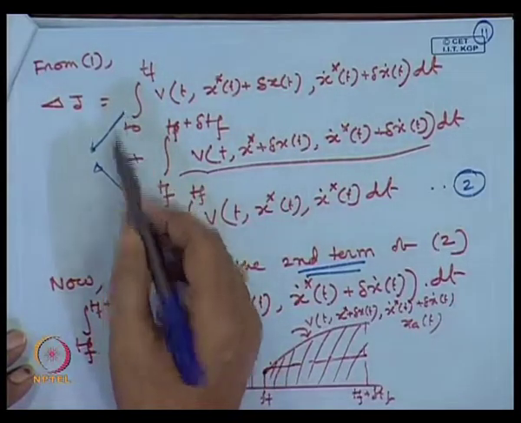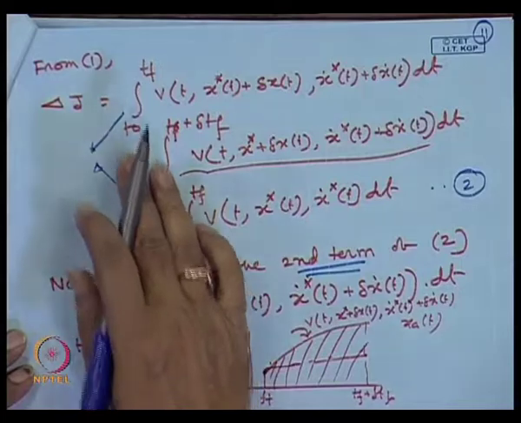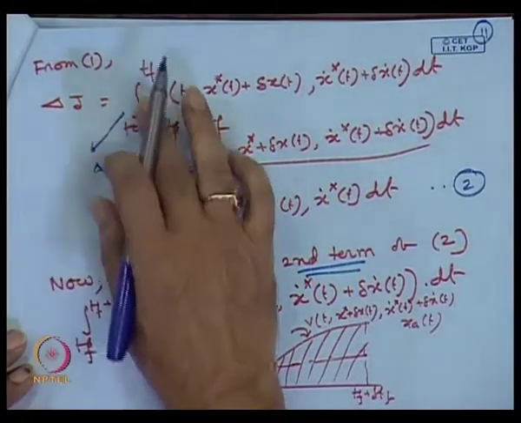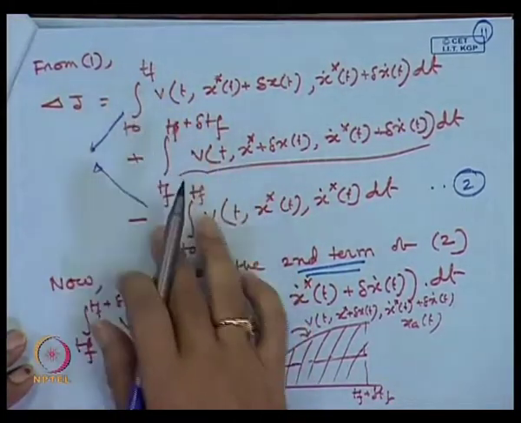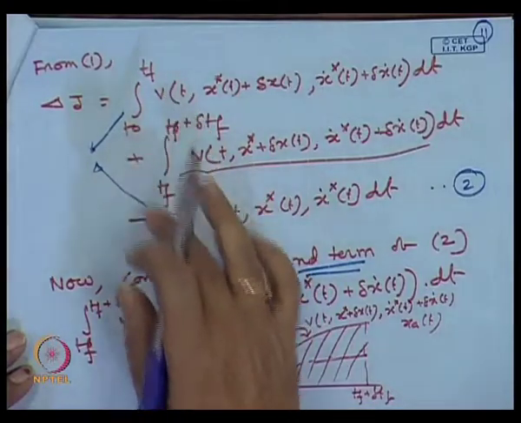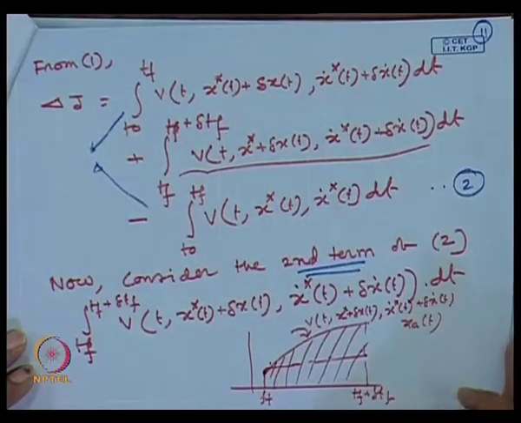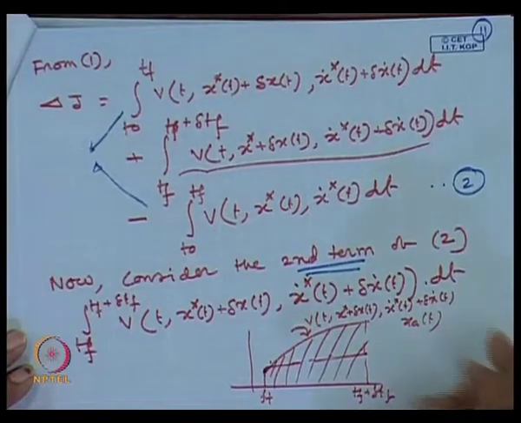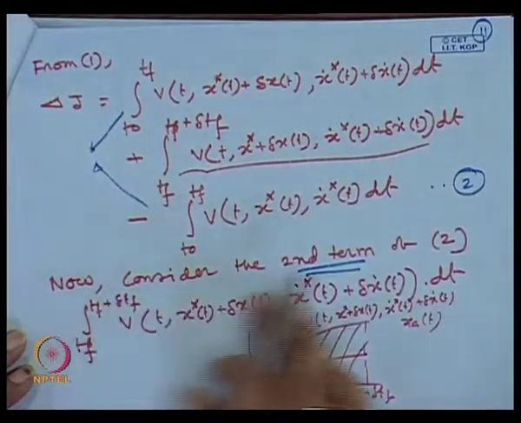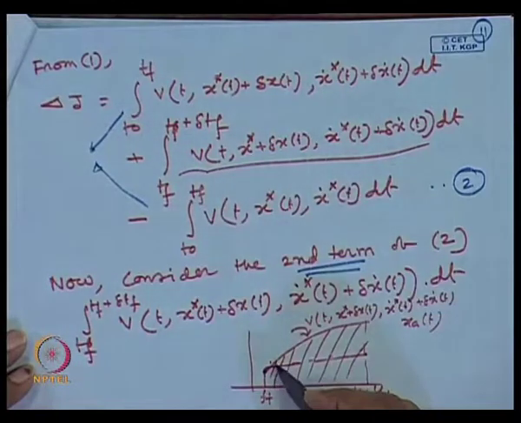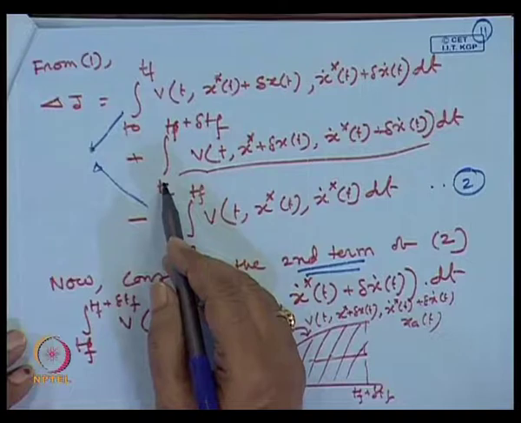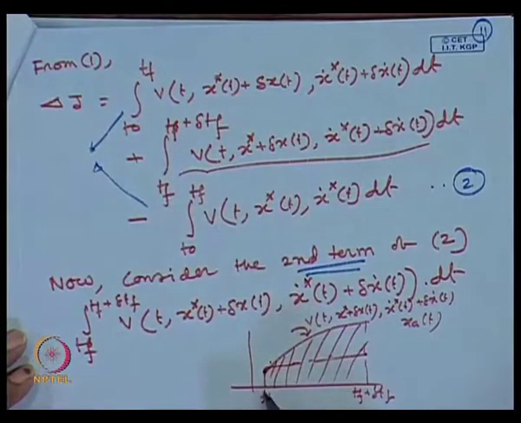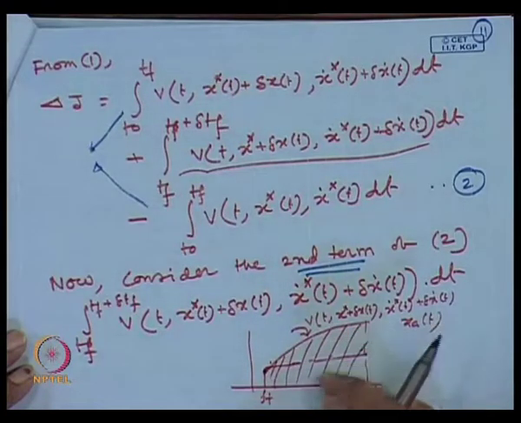Now, the first part and the third part we have already simplified earlier. So, there is no problem with these two parts, and they will give you the condition for the Euler-Lagrange equation. Now, what about this one? Let us call this the functional V, the integration from T f to T f plus delta T f, the area under this curve.